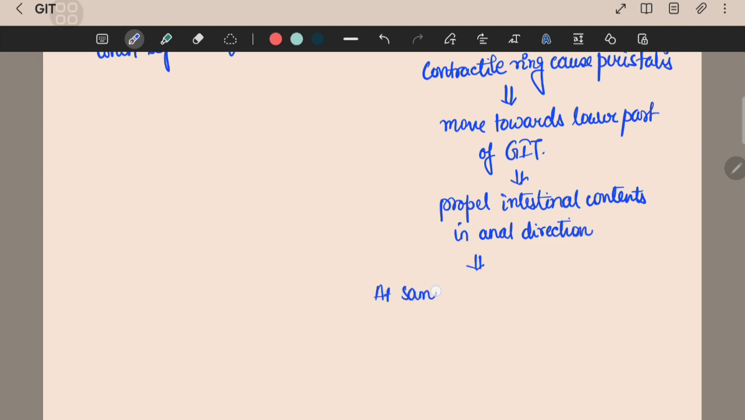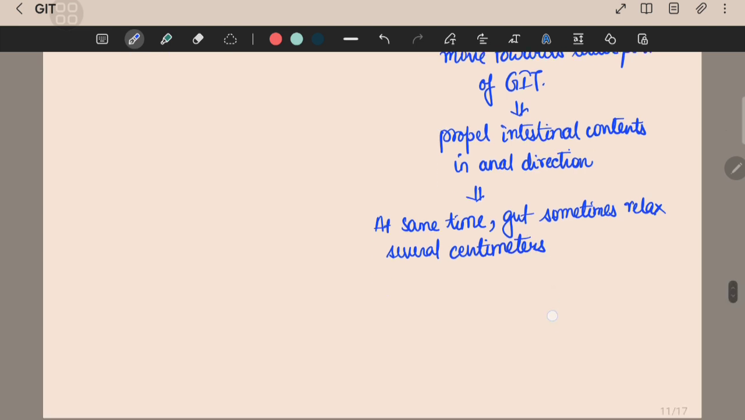At the same time, what will happen? The gut will relax. The gut at certain places will relax also. Where will it relax? That will be several centimeters down. If one portion is having this constriction, then what will happen several centimeters downwards? In this portion, it will be in that relaxation phase.